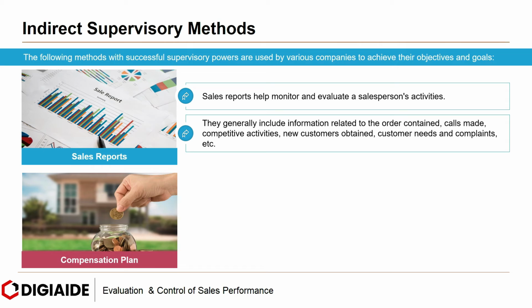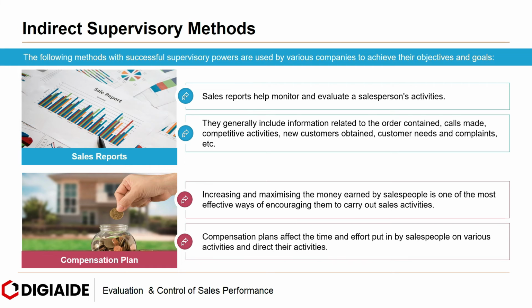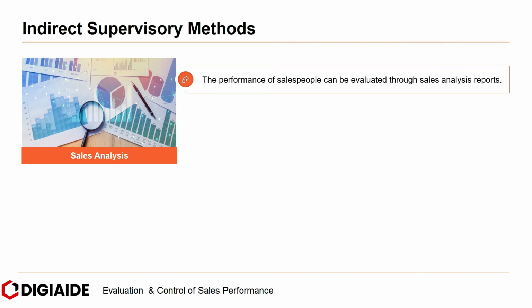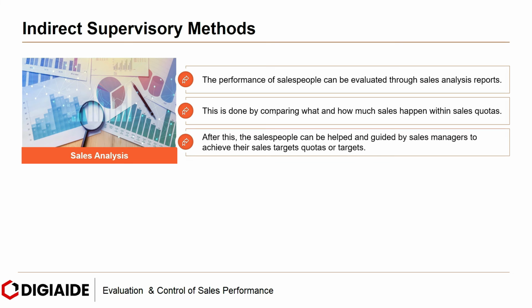Next comes the compensation plan. Increasing and maximizing the money earned by salespeople is one of the most effective ways of encouraging them to carry out sales activities. Compensation plans affect the time and effort put in by salespeople on various activities and direct their activities. Next, sales analysis. The performance of salespeople can be evaluated through sales analysis reports. This is done by comparing what and how much sales happened against sales quotas. After this, the salespeople can be helped and guided by sales managers to achieve their sales quotas or targets.